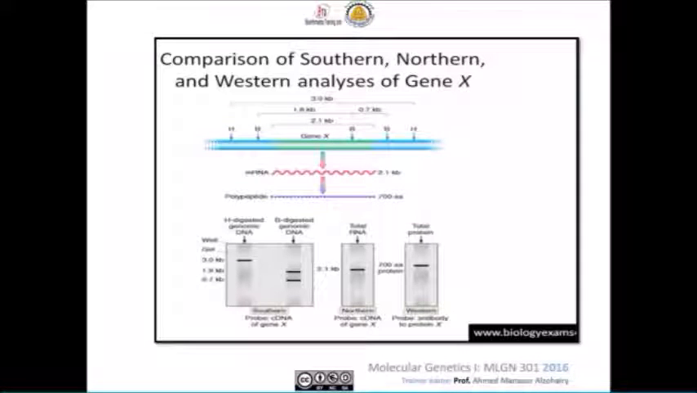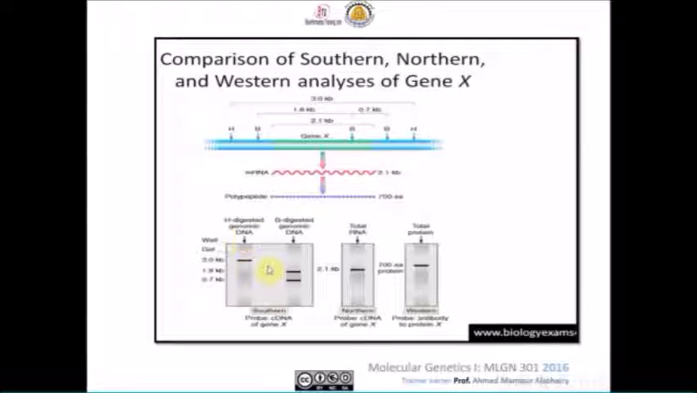If we take a look at the comparison between these three techniques, Southern, Northern and Western analysis of gene X, we know that the gene is transcribed to mRNA, and mRNA is translated to a polyprotein. So if we prepare the DNA sample and make a radioactive or labeled probe from a DNA segment, we can simply detect whether this DNA exists in this cell type or not.